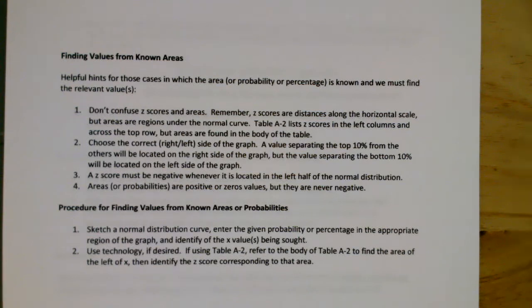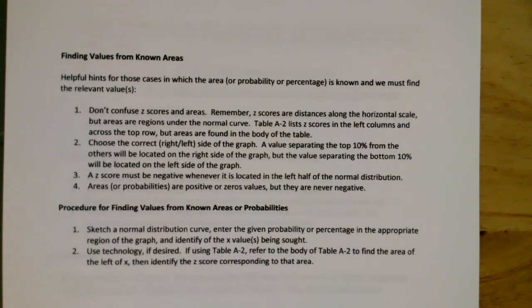Keep that in mind. Also, a z-score must be negative when it is located in the left half of the normal distribution. In the last video for section 6.1, I did mention if you have a decimal value that's less than 0.5, you have to use the page that says negative z-scores. If it's at least 0.5, then you use the page that says positive z-scores. Areas or probabilities are positive or zero values, but they are never negative. Okay, very important.